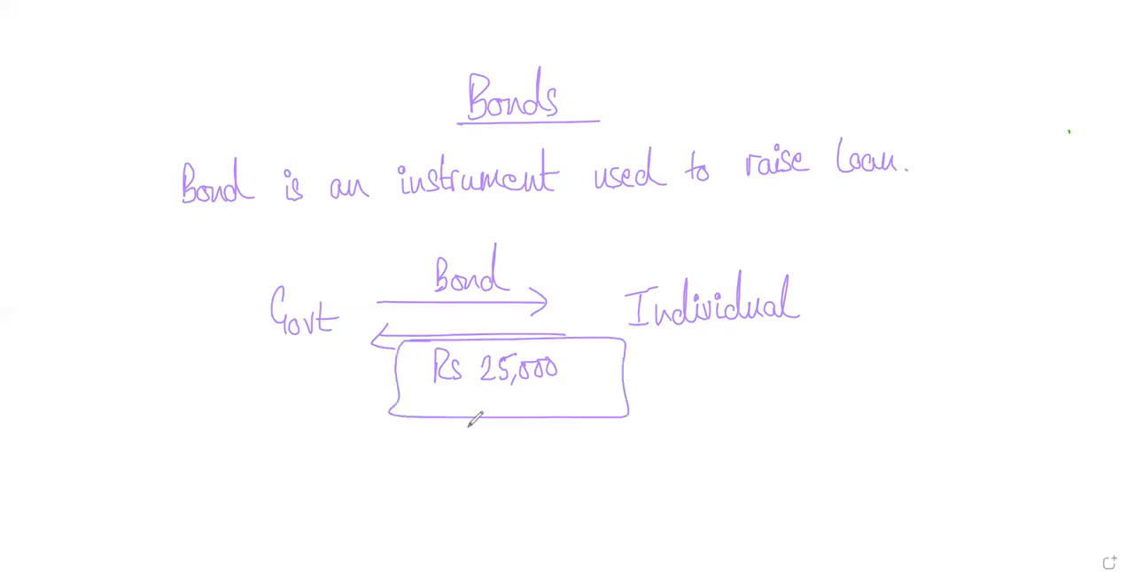Why would I as an individual be interested in buying a bond? Now, this is a very interesting concept. After 1 year, there are prize bonds on which I have a chance of getting a prize, right? That's a different thing. I can get some additional amount if I win the prize. Otherwise, the way it works is it gives you interest. After 1 year, I will get my principal amount back, which is 25,000, plus the interest.